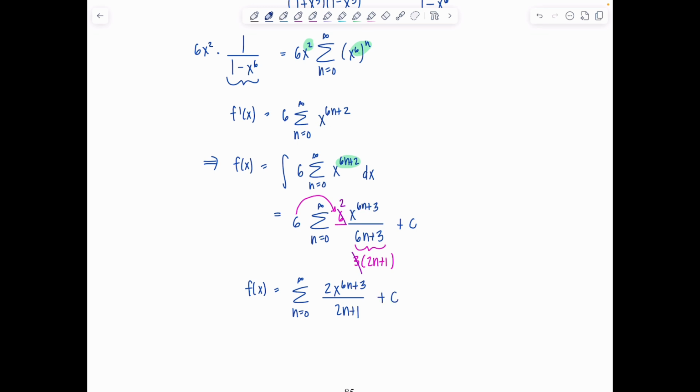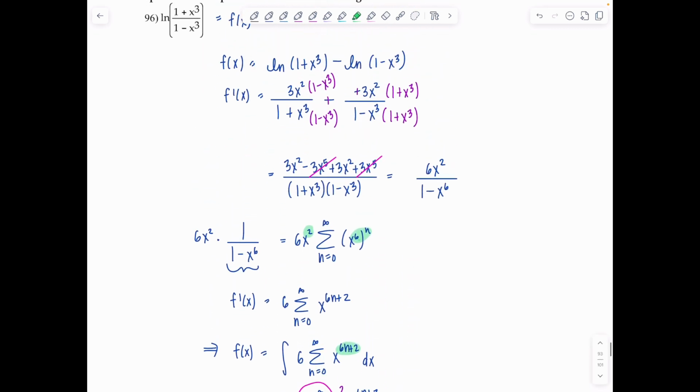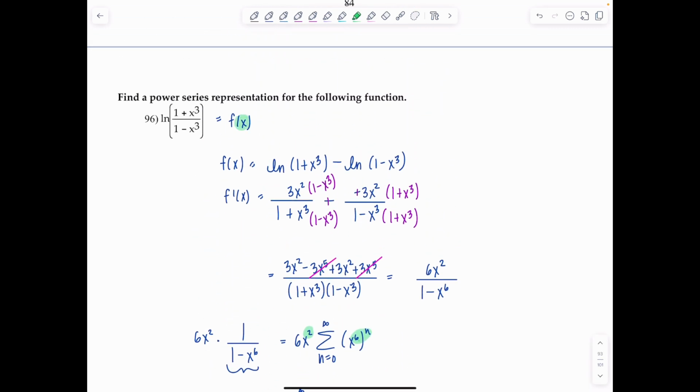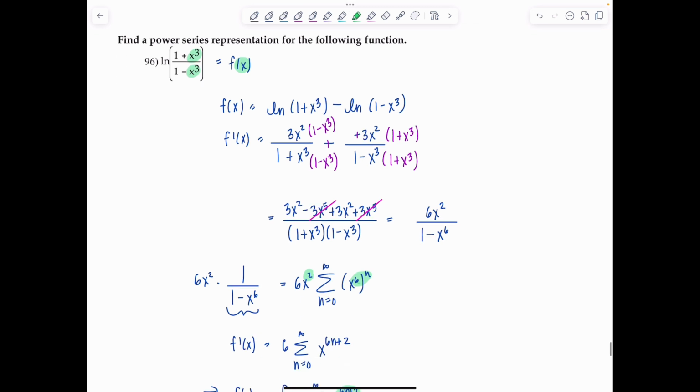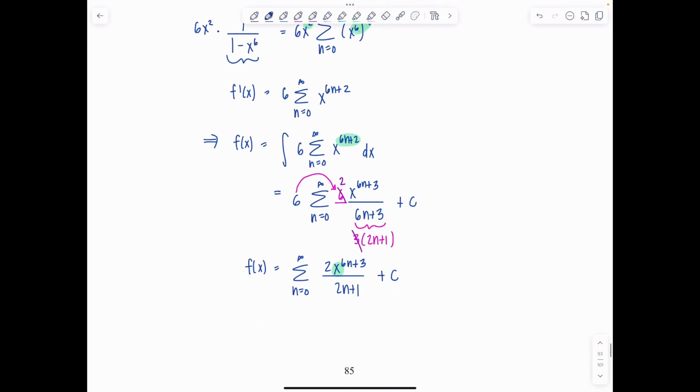Now we need to go find c. Again, this power series is centered at 0. f of 0 would be ln of 1, which is 0. So f of 0 equals 0, so c is 0. And then we're pretty much done now. So f of x is the sum, n equals 0 to infinity, of 2 times x to the 6n plus 3 over 2n plus 1.